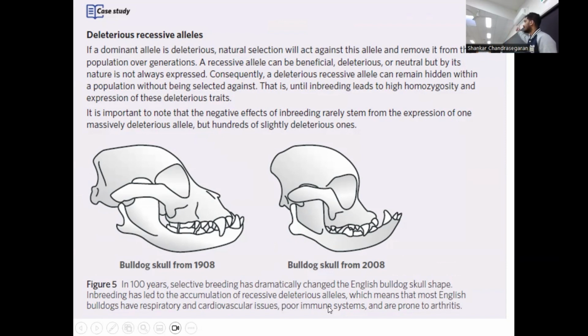So remember how we looked at the Amish population, and how when they were breeding within the same population over many years, health issues started to emerge due to the passing on of deleterious alleles. It's the same thing here, just in the population of dogs.